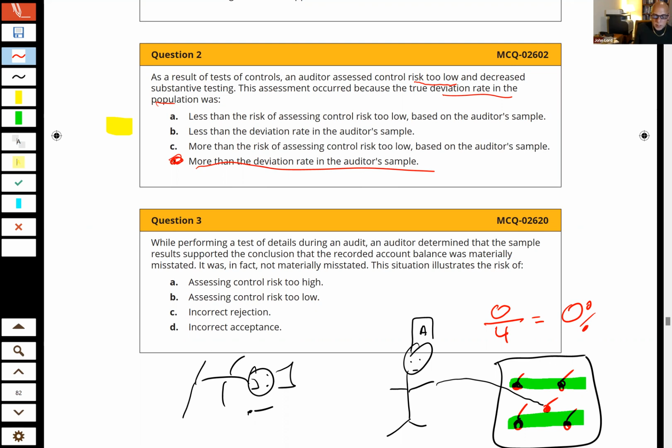Okay, good. Let's take a look at question 3.